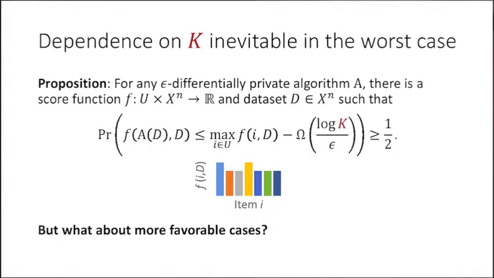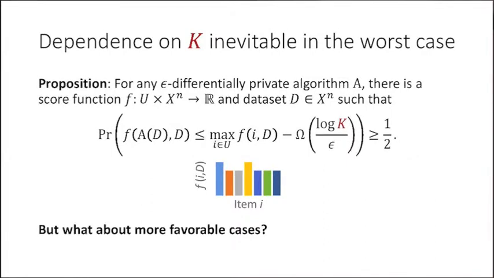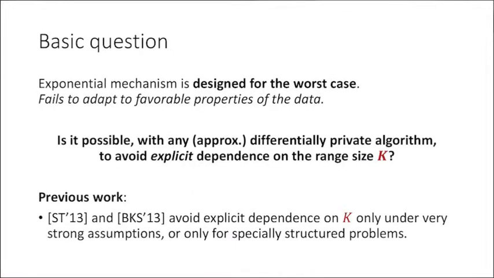So what if there's only one item, or a small number of items, that are near maximizers, and everyone else has very low scores? In these more favorable cases, you might hope that there's a procedure that does better. Unfortunately, the exponential mechanism is not that procedure, because it is designed for this worst case scenario. That's actually the case for a lot of procedures that satisfy differential privacy. They're all geared towards the worst case.